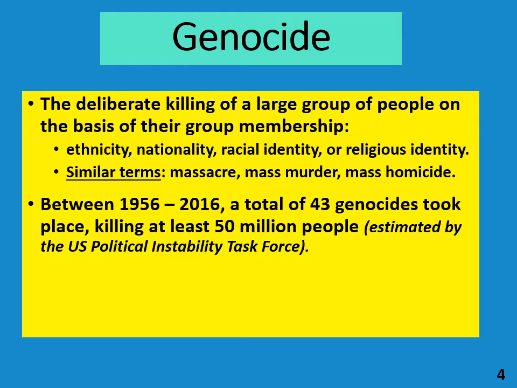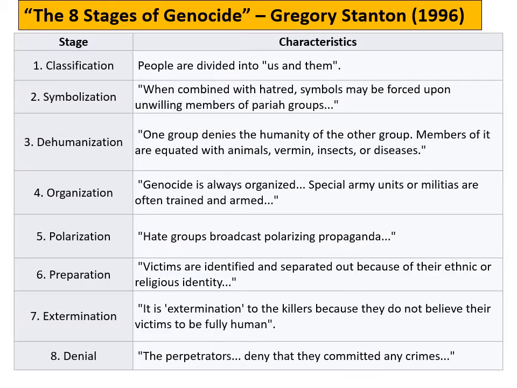Post-World War II, from 1956 to 2016, a good conservative count is that 43 genocides took place, killing at least 50 million people. So not including any of the deaths associated with World War II, we are still talking 50 million people killed for no reason other than their assumed membership in an ethnicity, nationality, racial group, or religious group. And this is an estimate by the U.S. Political Instability Task Force. Genocide has been studied and theorized about because of its unique appearance in the modern world.